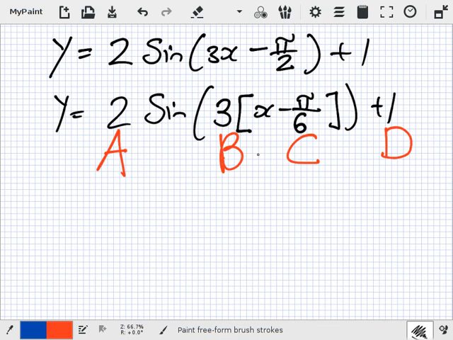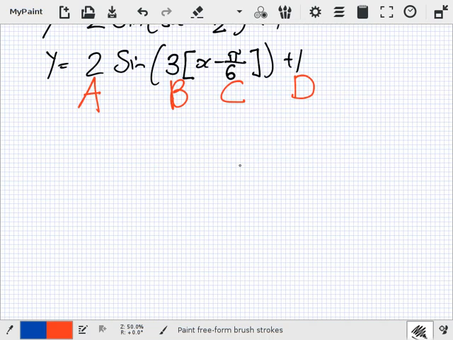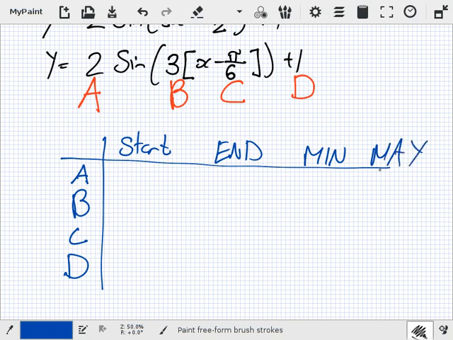Okay, can we start this one here? So, this is the way I think about it. I draw a table, and I consider the effect that the A, the B, the C, and then the D has. I consider the effect it has on where I start the graph, where I end the graph, what the minimum point is, and what the maximum point is.